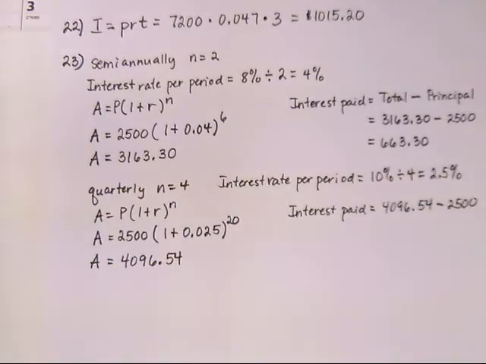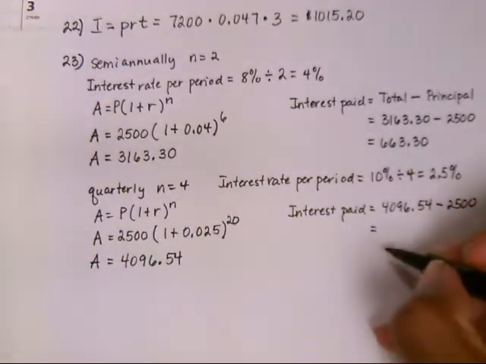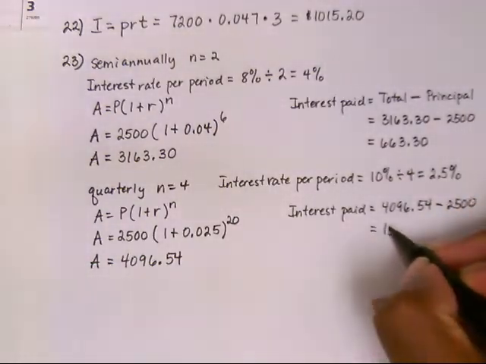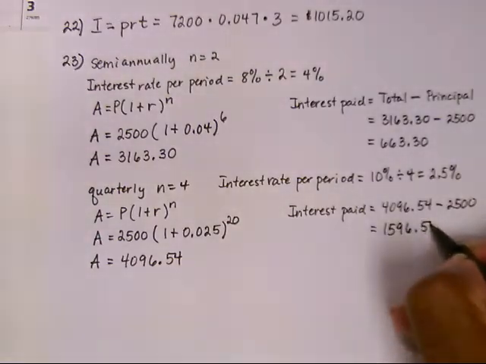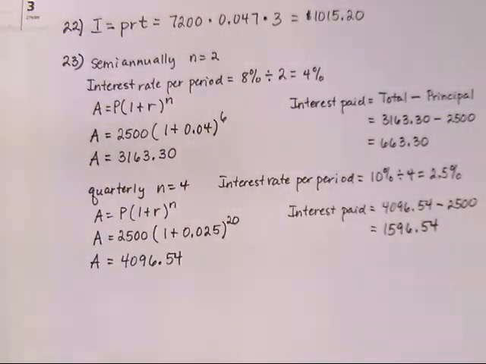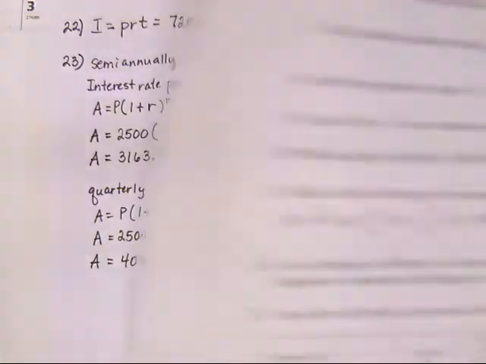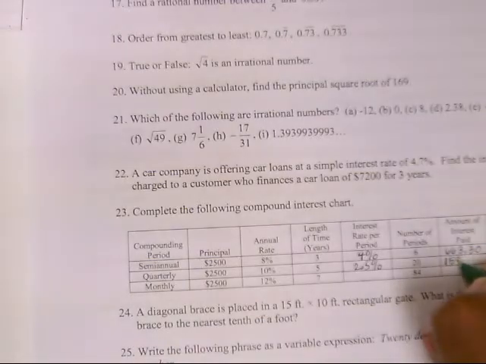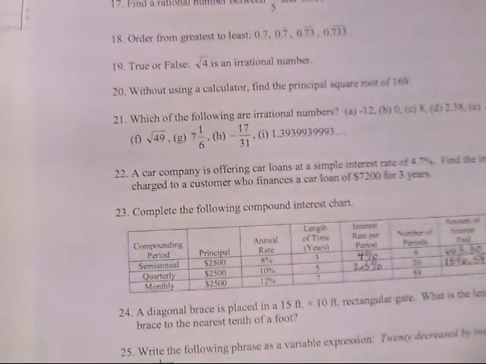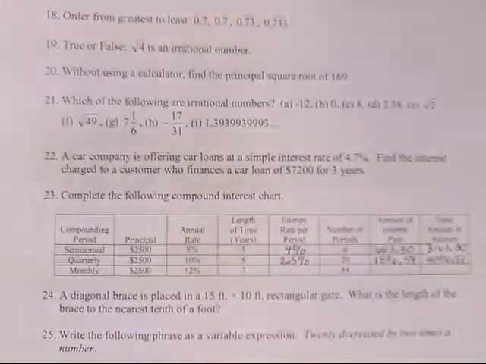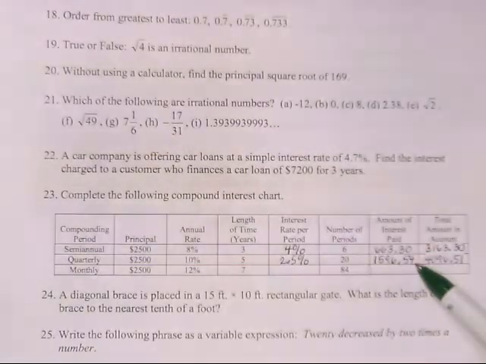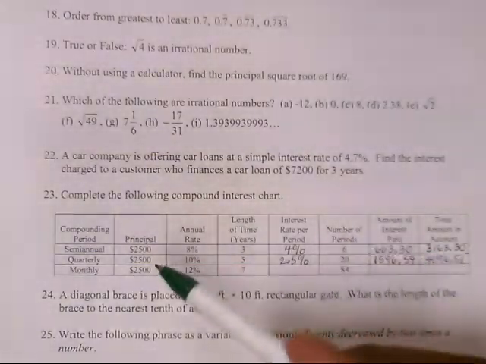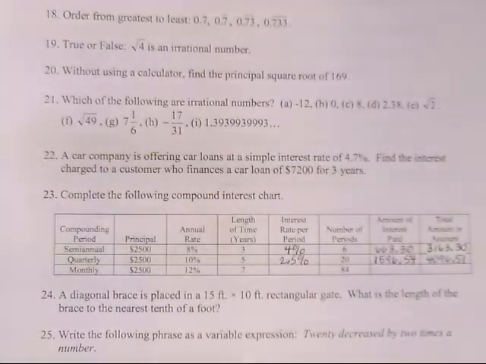That will give you $1,596.54. So the interest paid was $1,596.54. And that amount will go here. Okay, so that's going to be the interest paid. Subtract the total minus that principal, you get the interest paid.